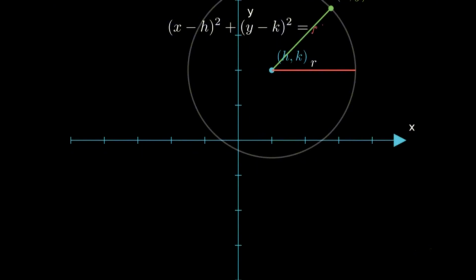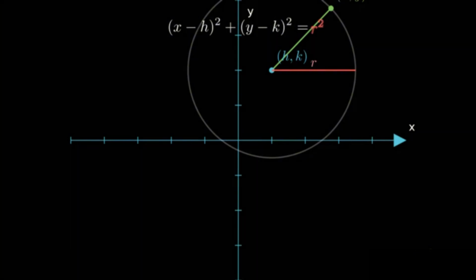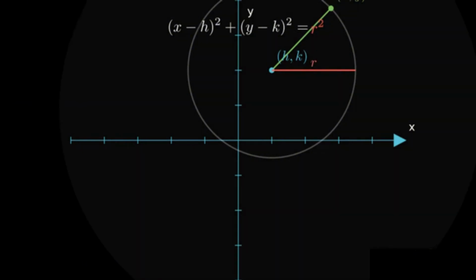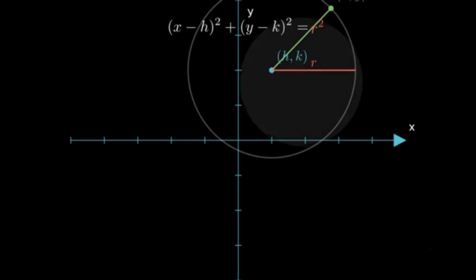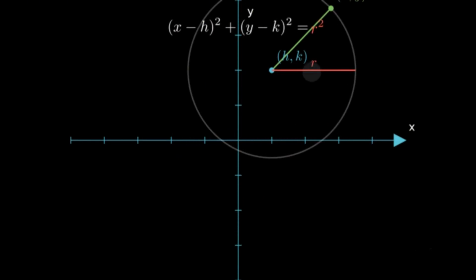Since the distance from the center to any point on the circle equals r, and we've expressed the square of this distance on the left side, the right side of our equation must equal r squared. The Pythagorean distance formula connects the left and right sides perfectly. So our complete equation is (x minus h) squared, plus (y minus k) squared, equals r squared.